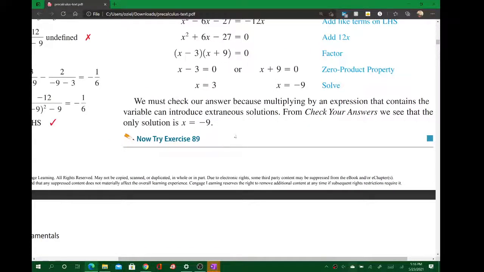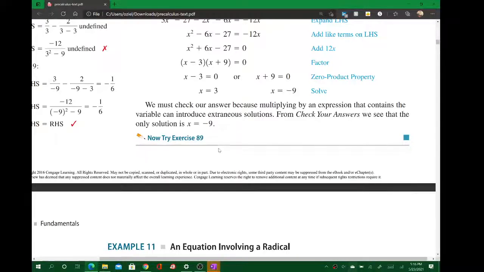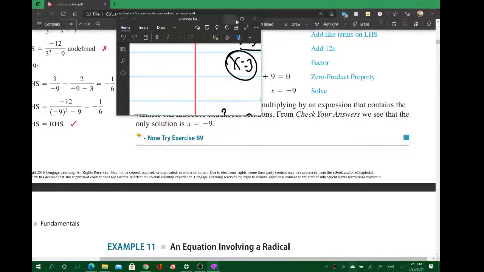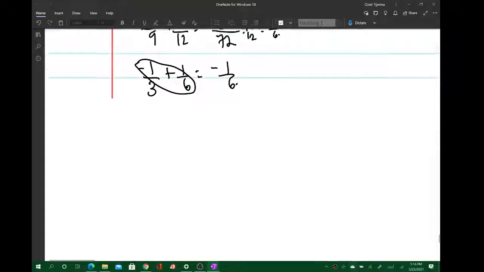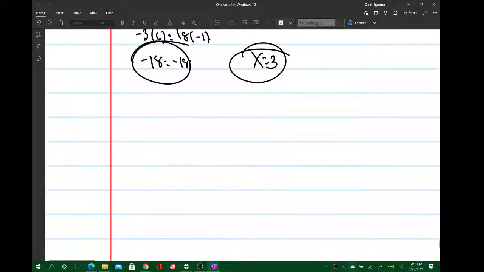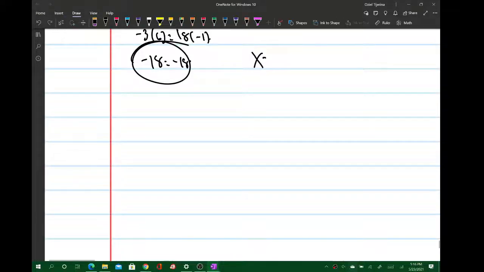So you see that the only solution is x equals, or actually it was x equals negative 9, excuse me. X equals negative 9. It was x equals negative 9, right?